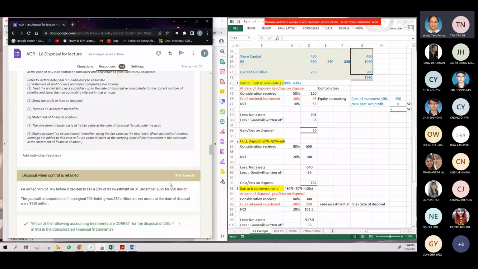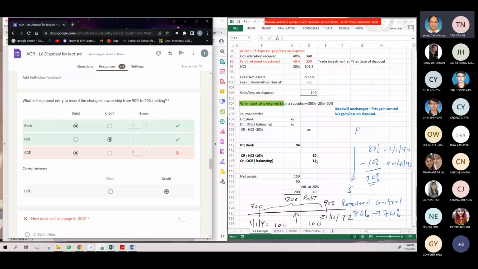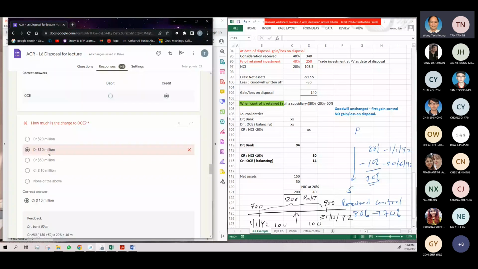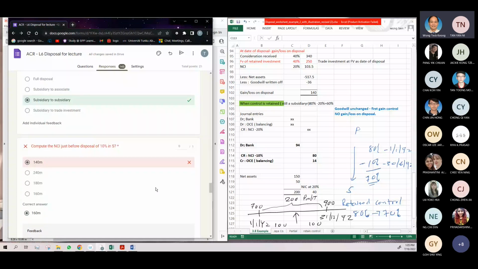You go to different, go to the OCE 40. Okay, it's credit to OCE. Same thing. This one you debit, should credit. You credit because you buy more expensive. You pay 94 million to get something with NCI value like 80 million. You overpay 40. Okay, good. NCI before disposal.